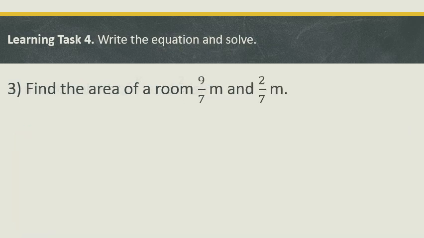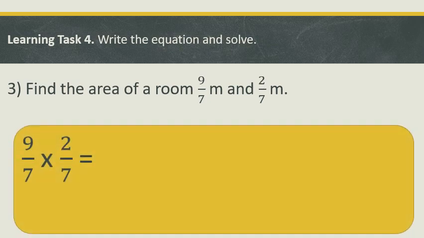So, number 3, find the area of the room. So, ito ay length times width. So, 9 sevenths times 2 sevenths. So, since walang common factor, diretso na natin multiply. So, 9 times 2 is 18. 7 times 7 is 49. So, yan na po ang ating answer.